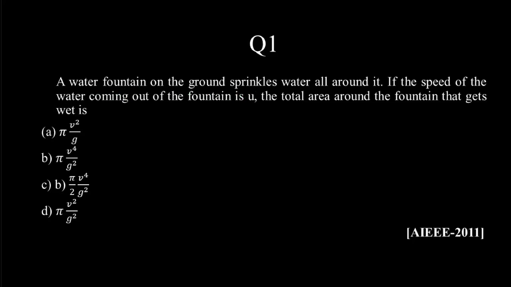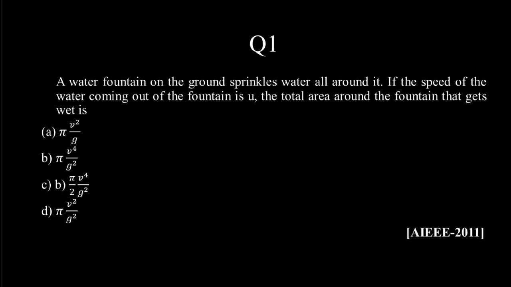A water fountain on the ground sprinkles water all around it. If the speed of the water coming out of the fountain is u, the total area on the ground that the fountain gets wet is okay.